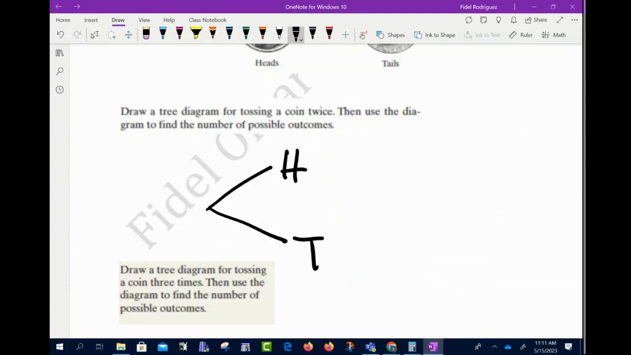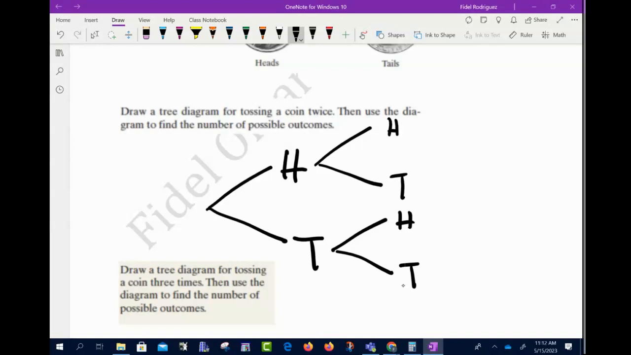Now, we're going to do a second flip. Y'all, suppose when we flipped our coin the first time, suppose it landed on heads. When I flip it a second time, can it not still be either heads or tails? Right? And if the first time it landed on tails and I flip it the second time, it can still be what? Heads or tails.